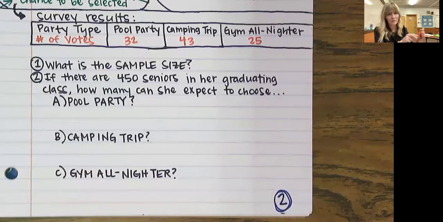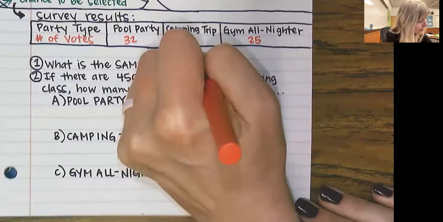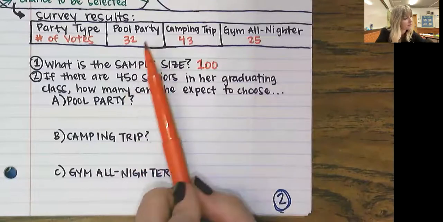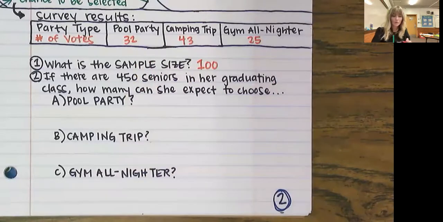First of all, what is the sample size? What does that mean? Sample size is how many people did she ask? Oh, she asked 100 people. That's actually a thing that we know, right? We said she drew 100 names from the hat, but even if we hadn't said that, all we'd have to do is add up all these numbers and we would know our sample size. She asked 100 people.